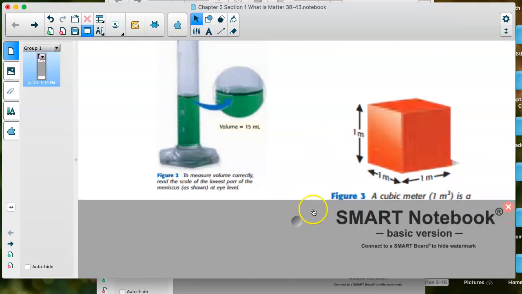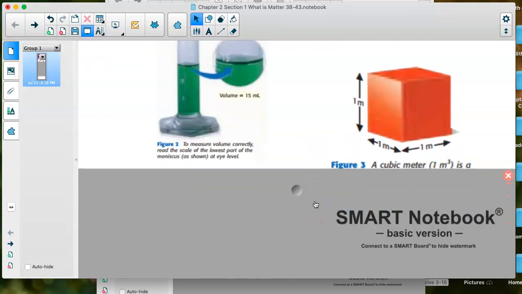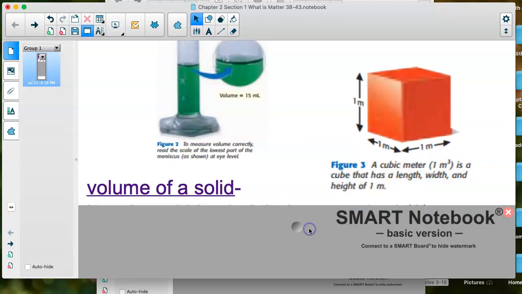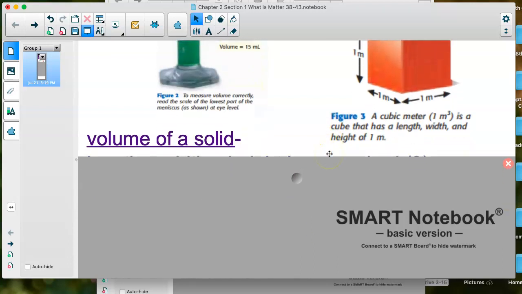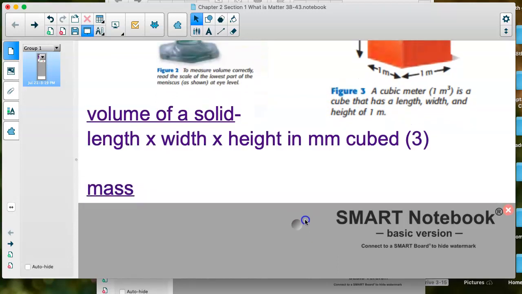And then this is just a sample over here on the right of taking the length, width, and height of a cube, and we would take 1 times 1 times 1, right? So it would be 1 meter cubed if it were a solid volume, right? So they're just showing you that there.